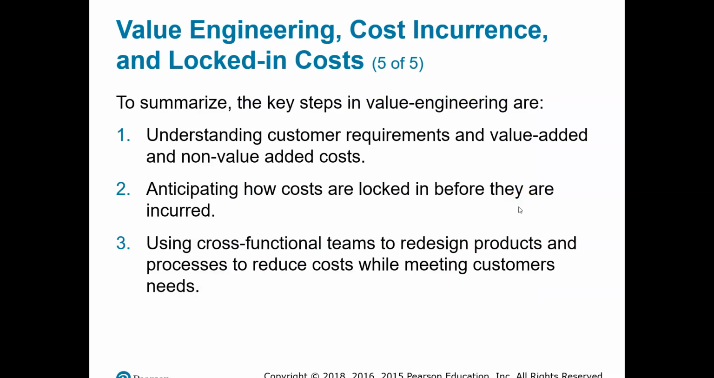So let's just refresh our minds and summarize the key steps in value engineering. We have to understand customer requirements, and what does the customer want? What do they need? What are they looking for? And then take that and figure out what our value added and non-value added costs are. We need to anticipate how costs are locked in before they are incurred, because again, once they're locked in, we can't go back and change it. Another thing we should do is use cross-functional teams to redesign products and processes to reduce costs while meeting customer needs. We want to reduce those costs. We want to be more profitable while still satisfying customers. Because if the customer is not satisfied, then all that cost reduction may actually drive business away.